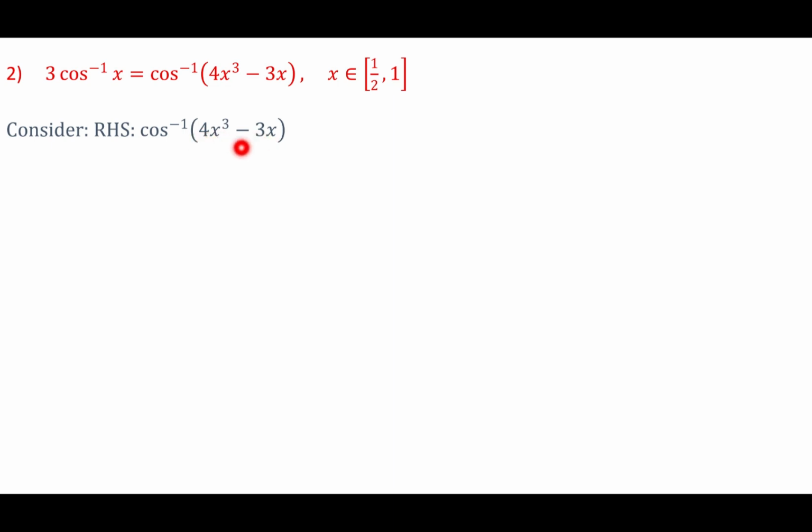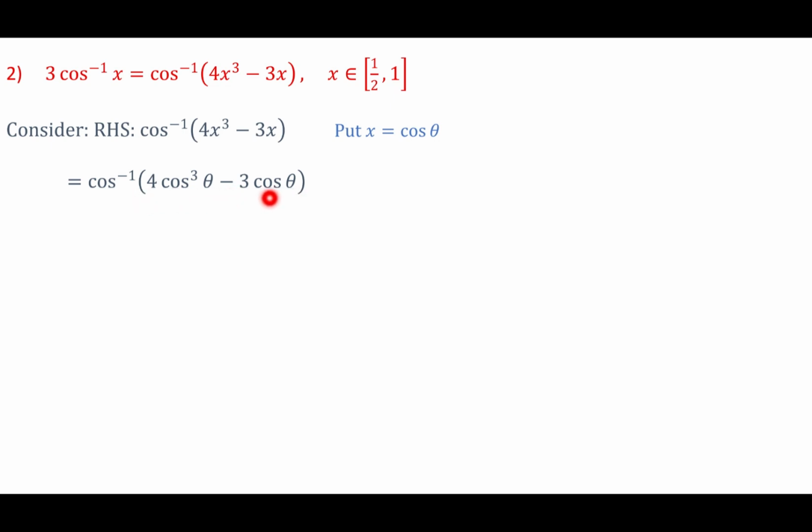In this place, I must get cos, so that this cos inverse and this cos will get cancelled. That's why I put x as cos theta. In place of x, I will write cos theta. If it is x cube, I will write cos cube theta. It will be like this: 4 cos cube theta minus 3 cos theta.